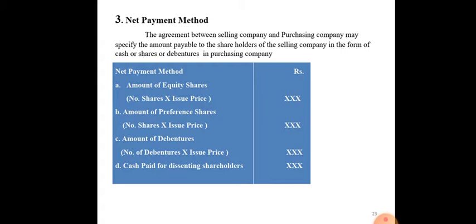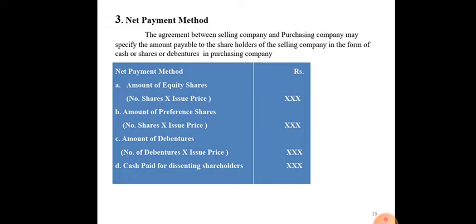Now this slide shows how to calculate the purchase consideration under the net payment method. First, the amount of equity shares: take the number of shares into the issue price, and take the amount in the outer column. Next, the amount of preference shares: number of shares into issue price; multiply to get the total amount and take it in the outer column. Next, the amount of debentures: number of debentures into issue price, and take the amount in the outer column.